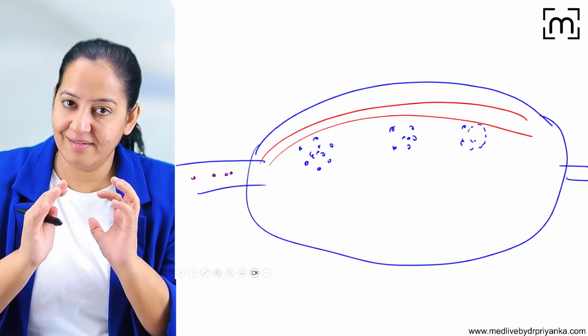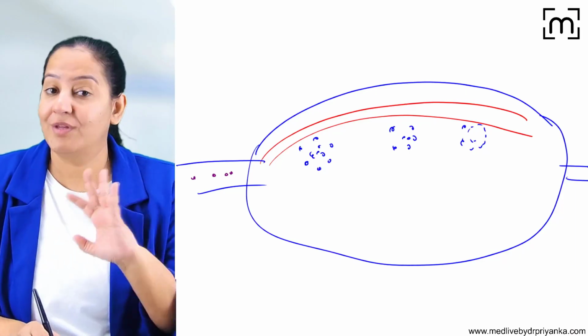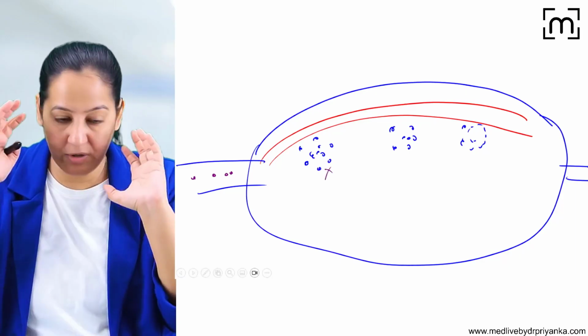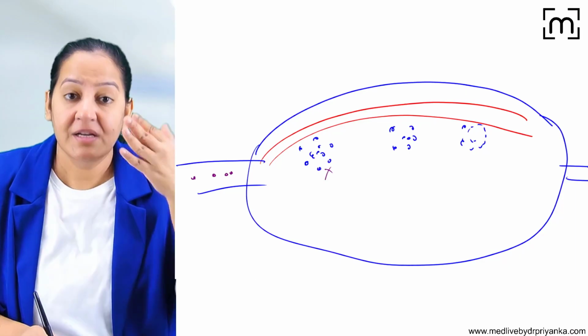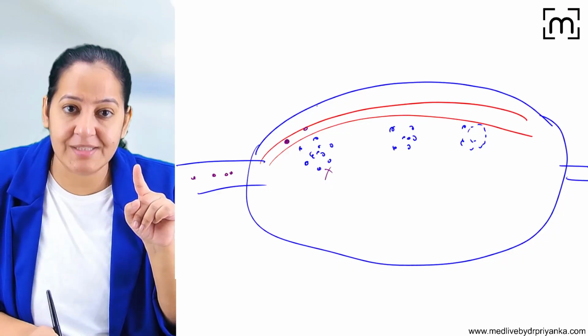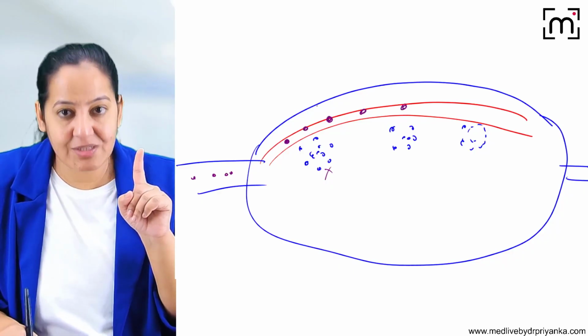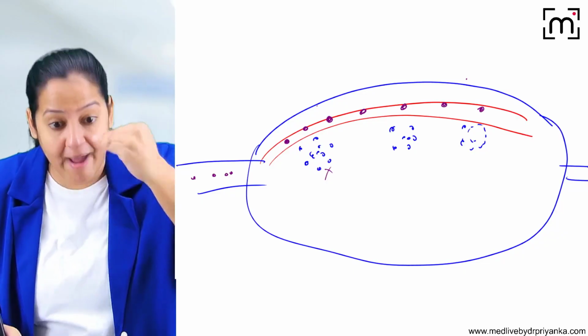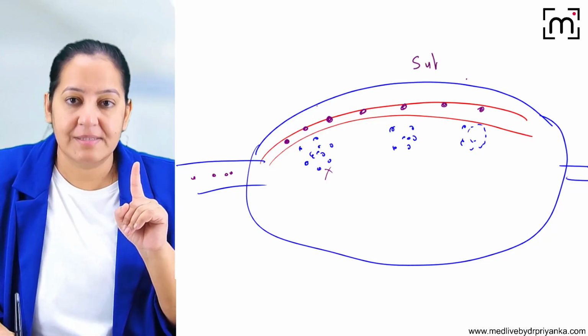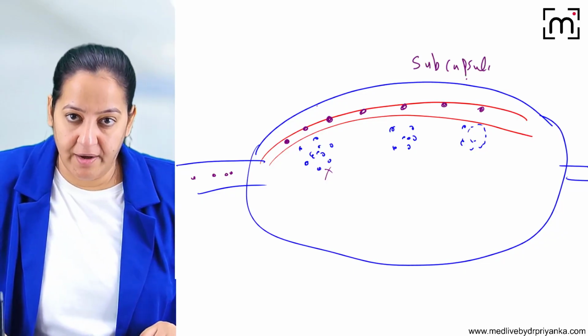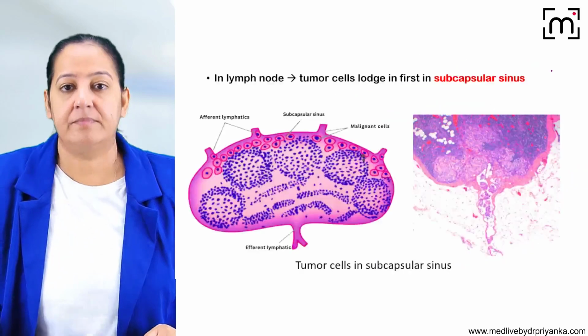They involve the follicle. They involve the capsule. No, they don't involve the follicle first. They don't involve the cortex. They don't involve the medulla. Just below the capsule, they involve the subcapsular sinus. So the first thing they involve is the subcapsular sinus. What do we call it? Subcapsular sinus. So you got it.